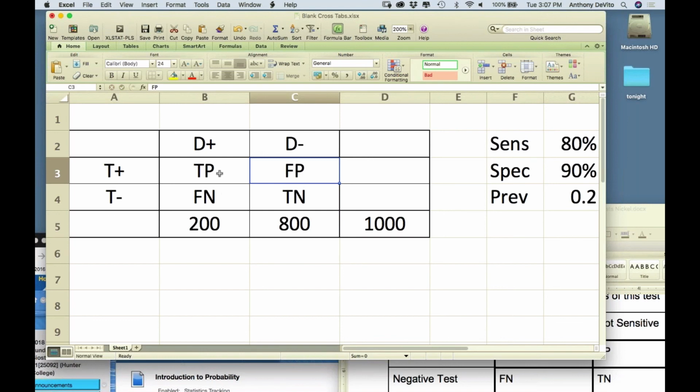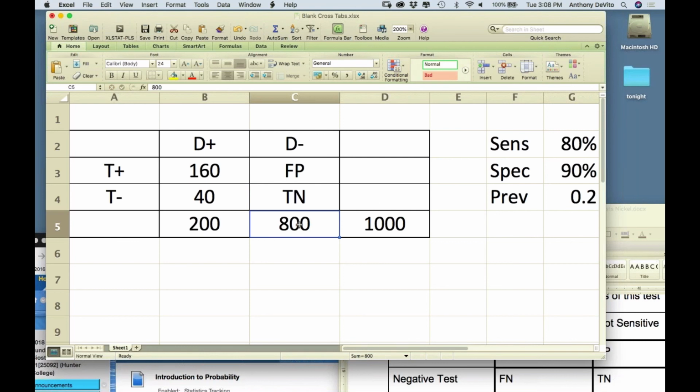Okay, so I'm going to replace this with numbers now. So how many true positives did we have out of the 200? We have 80% of the time, so we have 160 people that tested positive. How many false negatives do we have? 40, bingo.